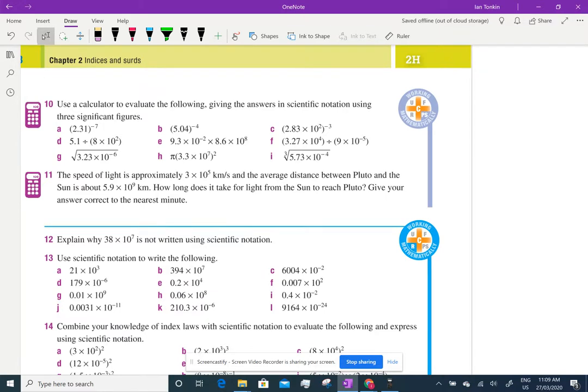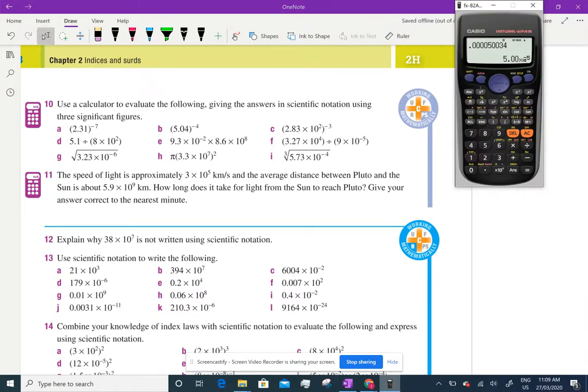So here, look at the first one, 2.13 to the power of -7. So you go brackets, 2.13 to the power, what do we got? -7. No work required. That's the answer. How come I've got a different answer? Oh, because it's 2.31, 2.31. There we go. There's the right answer.